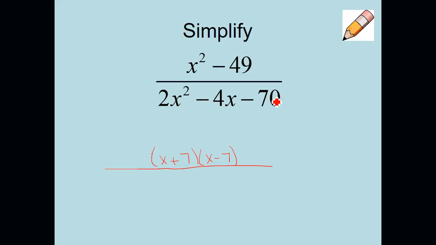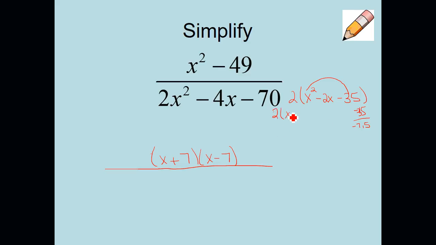Notice they're all divisible by 2. Do you see that? So I'm going to divide a 2 out there. And it's going to become x squared minus 2x minus 35. And now I need to factor that. 1 times negative 35 is negative 35. What multiplies to make negative 35 and adds to make negative 2? Negative 7 and 5.